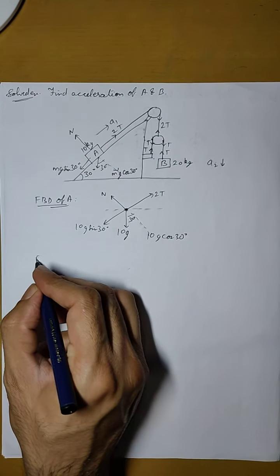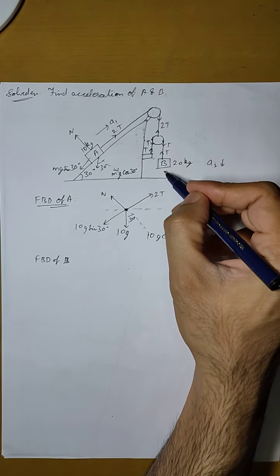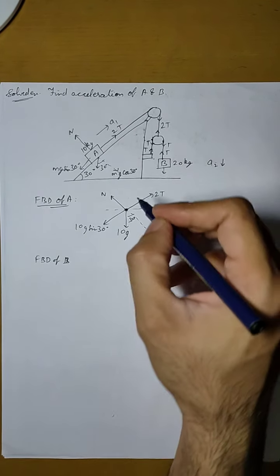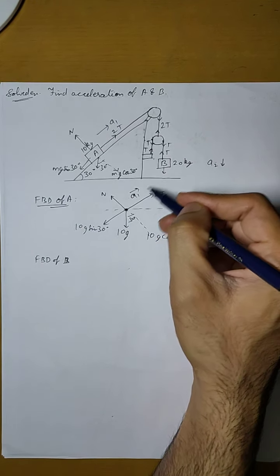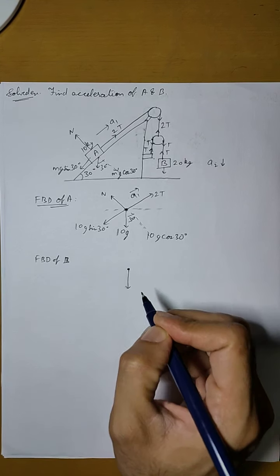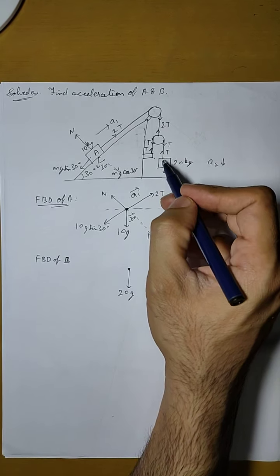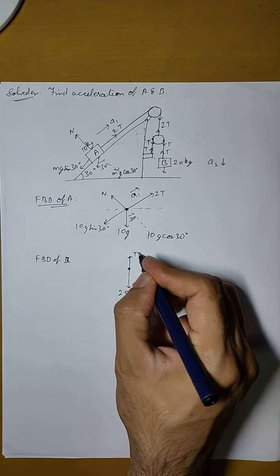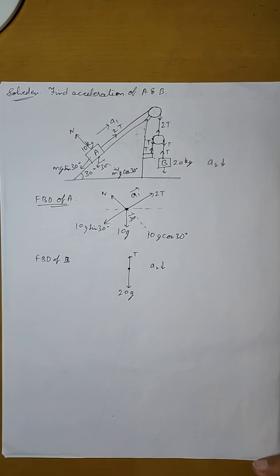Now we'll make a free body diagram of B. So B is moving downward with an acceleration a2, so it has its weight acting downward which is equal to 20g, and there is tension T in upward direction, so this is T, and it is moving with acceleration a2 in downward direction.